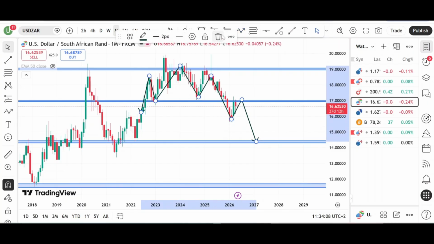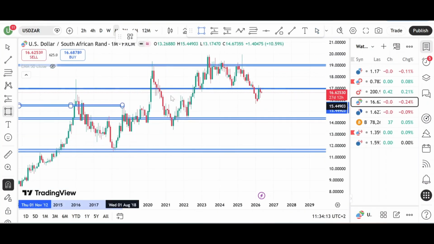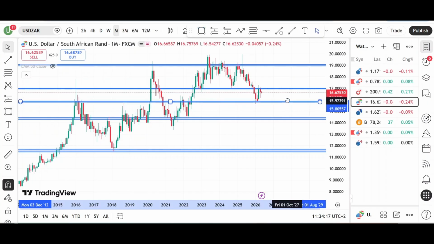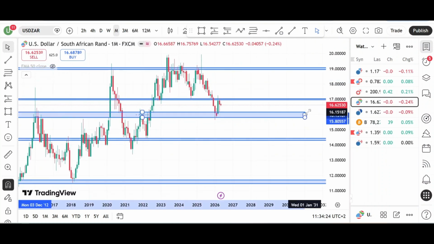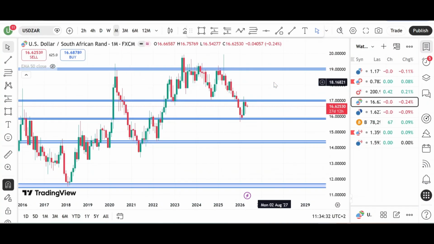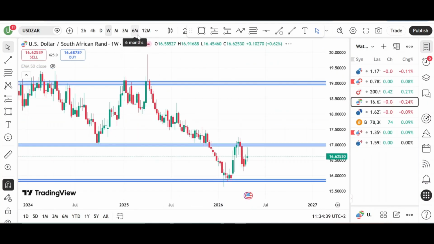So this is another zone here. Okay, this is another zone here. Okay, this is another zone here. Now it's a very beautiful downward trend here. Okay, now we can see what's going on on a weekly time frame.